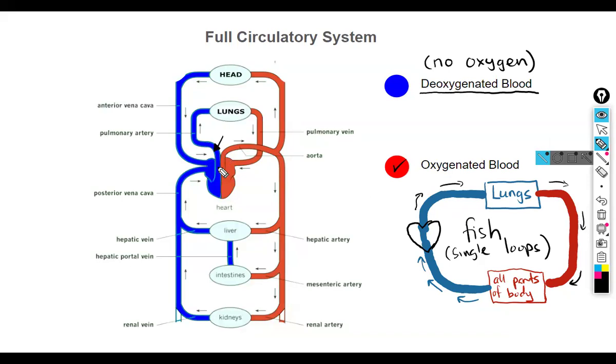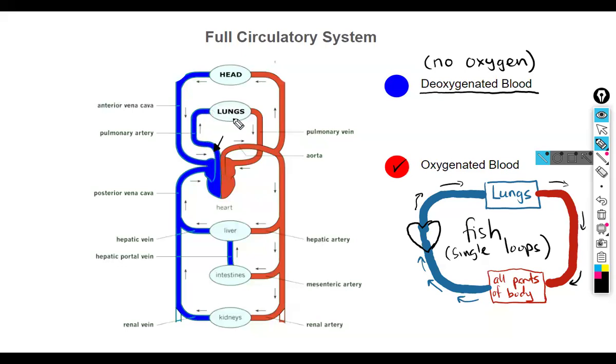Look how it works now. Your heart will pump the deoxygenated blood to the lungs. The lungs will give the blood oxygen. When it leaves the lungs, it doesn't go to all parts of the body like in a fish. Look what happens. The oxygenated blood goes back to the heart. Let me repeat that. The deoxygenated blood gets pumped to the lungs.